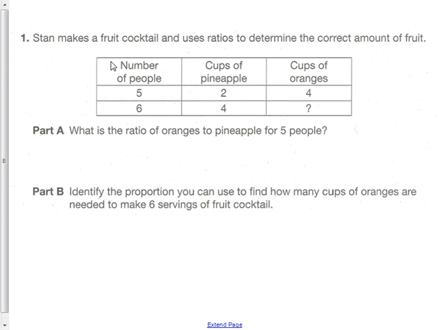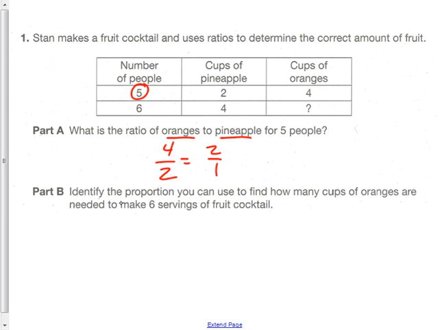Stan makes a fruit cocktail and uses ratios to determine the correct amount of fruit. What is the ratio of oranges to pineapple? So I want oranges on top for 5 people. So oranges comes first to pineapple on the bottom. And then we can simplify that to 2 over 1.